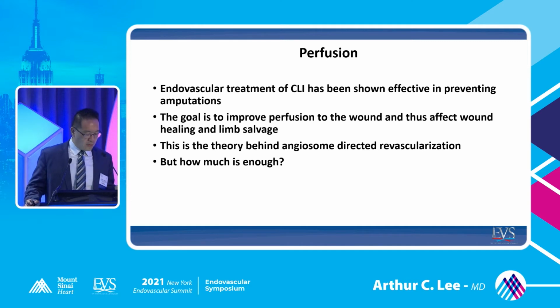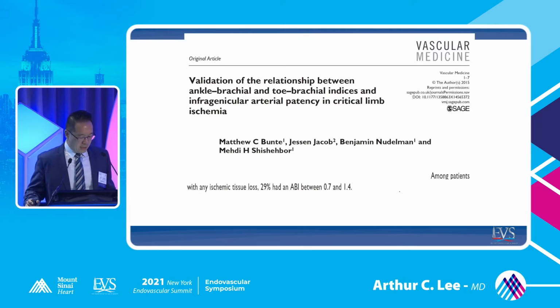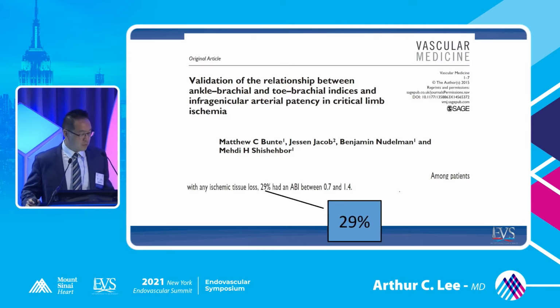So bottom line is endovascular treatment of CLI has been shown to be effective in preventing amputations. And we want to improve perfusion, ideally inline flow to the lesion, and that's the theory behind angiosome-directed revascularization. But how much is enough? And so we know that ABIs really are not good indicators for CLI. You can see here, 29% of patients with tissue loss actually had normal ABIs from this paper.